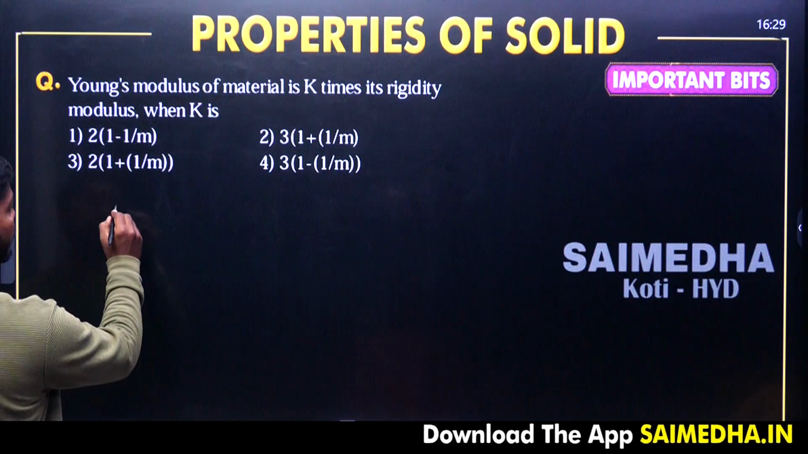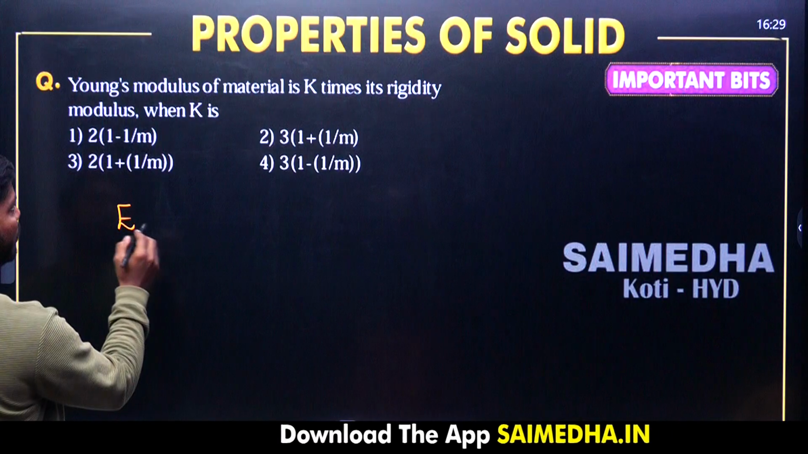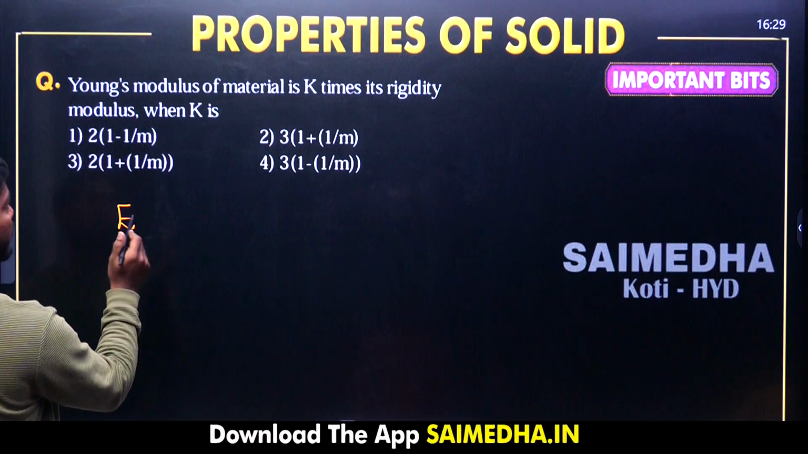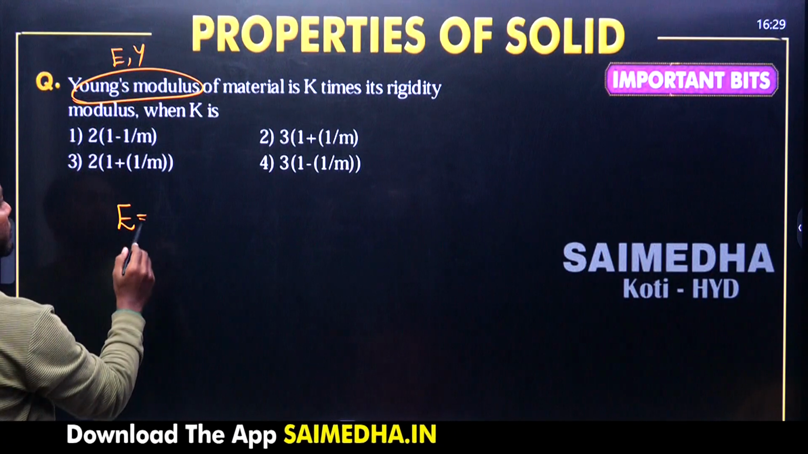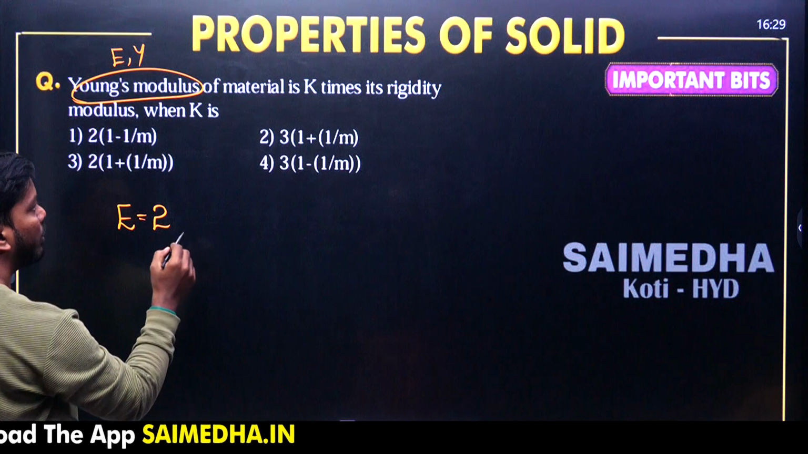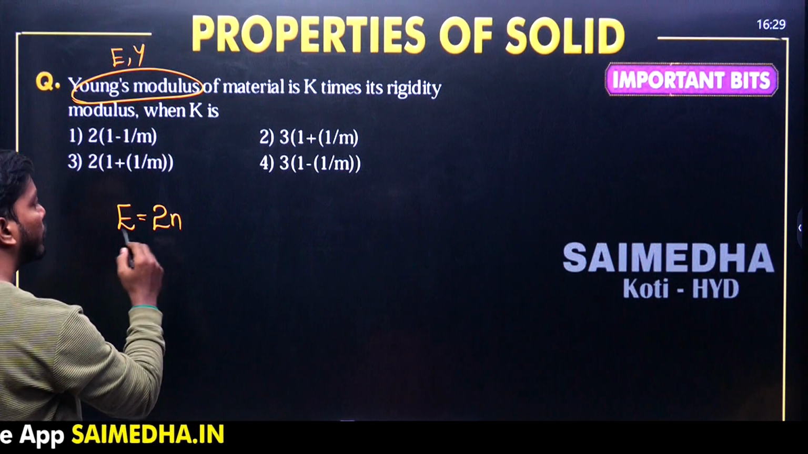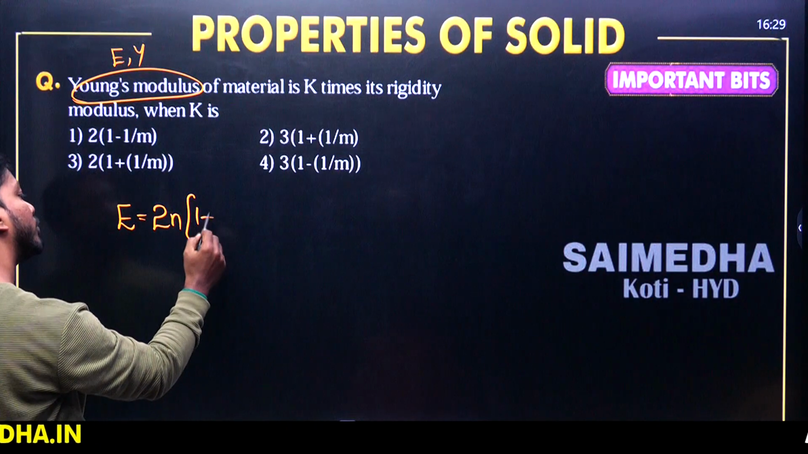We know that Young's modulus is E, let's take E or Y, whatever it is, your wish. I am taking here E. Young's modulus is equal to K times the rigidity modulus. Rigidity modulus is C or N, I am taking here N. E is equal to 2C into 1 plus 1 by M.